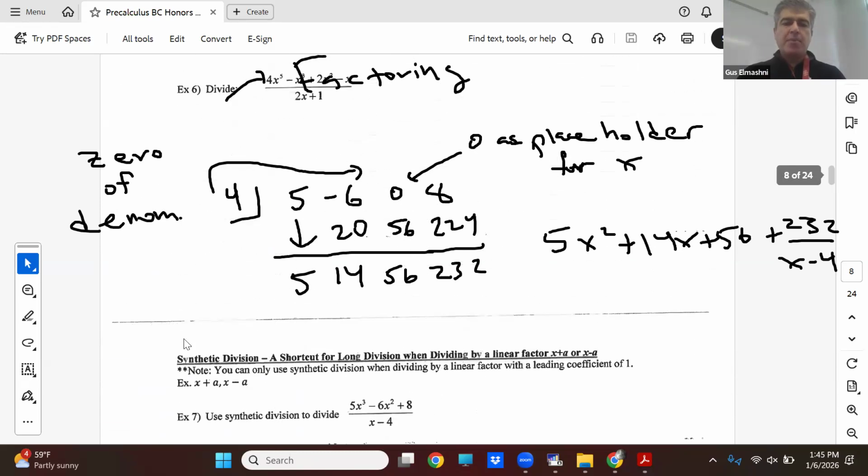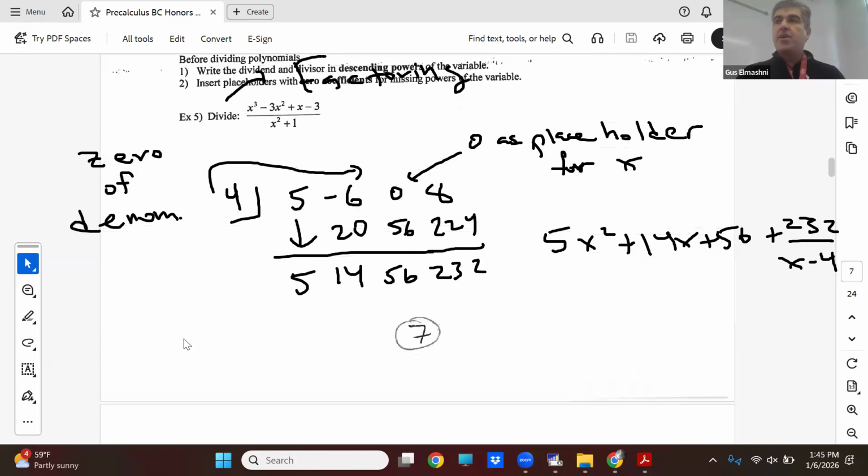So what I just showed you for examples 5 and 6, do you guys prefer doing long division, or do you like this new way I showed you? I won't be offended if you like long division. If you want long division, go for it. I'm not going to hold it against you. I just want to show you another way.